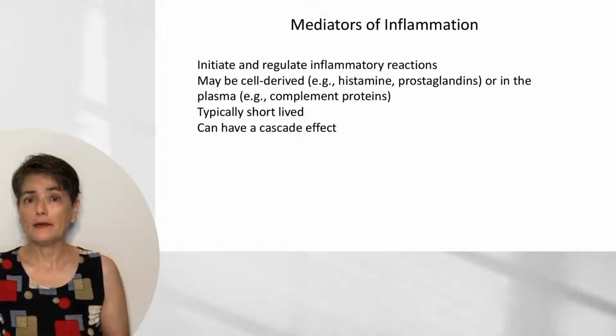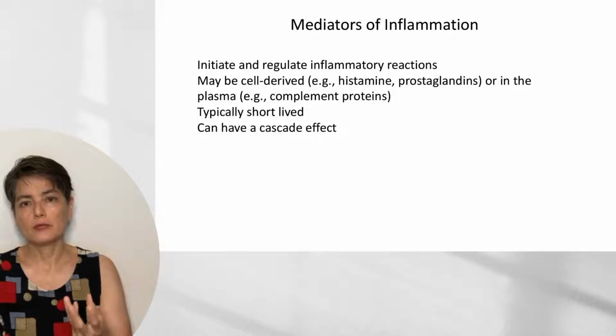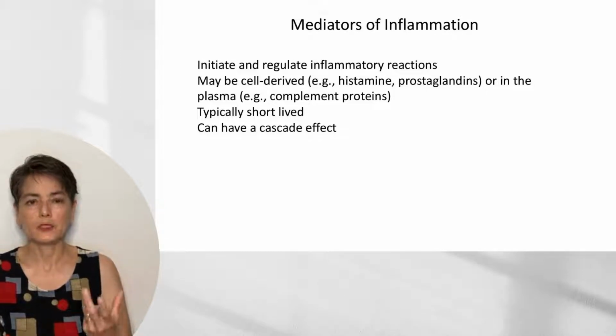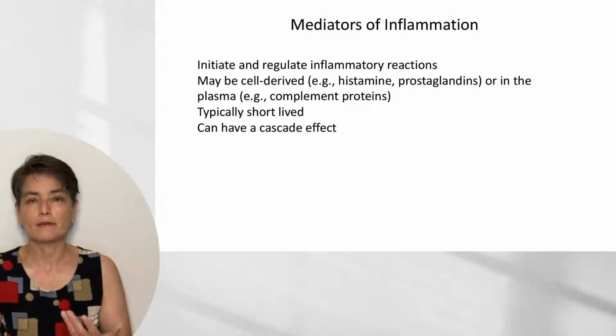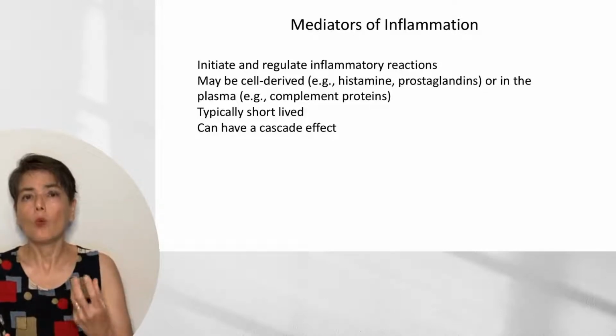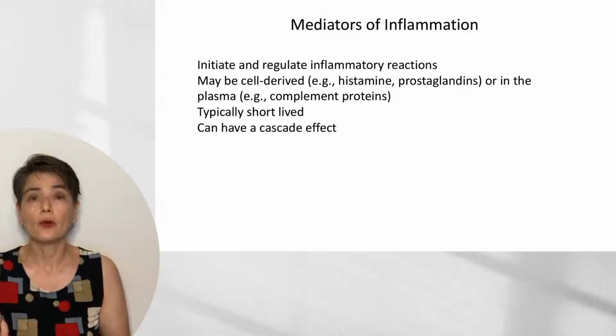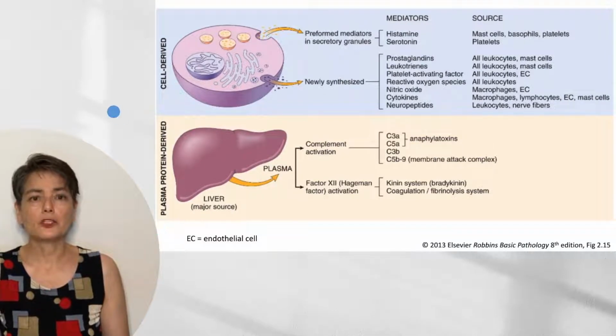Now, they may be cell-derived, such as histamine and the prostaglandins, or they may be in the plasma, such as complement proteins. And they are typically short-lived because you don't want to have ongoing inflammation in the body because that can cause damage. So you have a short-lived inflammatory mediator, it will decay, it will die, but if the stimulus is still there, other cells will continue to elaborate inflammatory mediators, but each of those will be short-lived. And they can have a cascade effect where one mediator stimulates a cell to elaborate other mediators, so you get amplification of a signal.